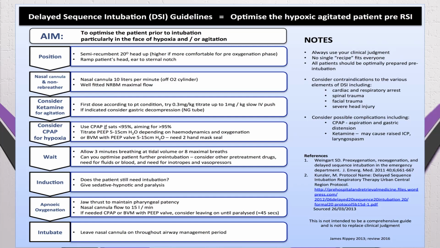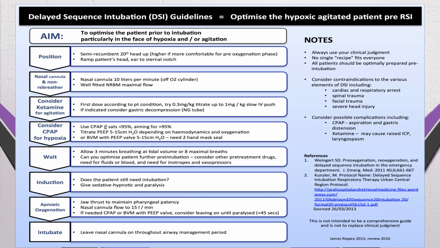But be careful in a critically ill patient. As we mentioned, they can't take a normal vital capacity or normal tidal volume, so it is better to use CPAP. You can optimize, as we mentioned, your patient pre-intubation. Consider other pre-treatment drugs if you need them, for fluid, blood, or inotropes or vasopressors to improve the hemodynamics.